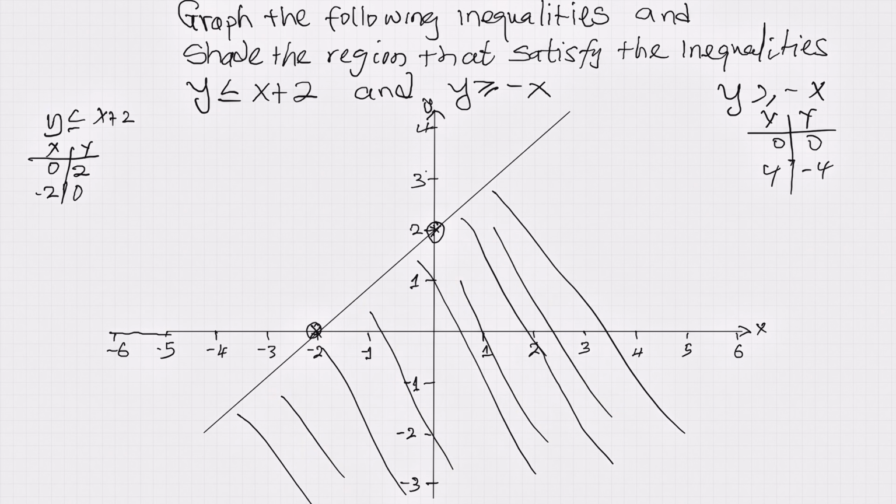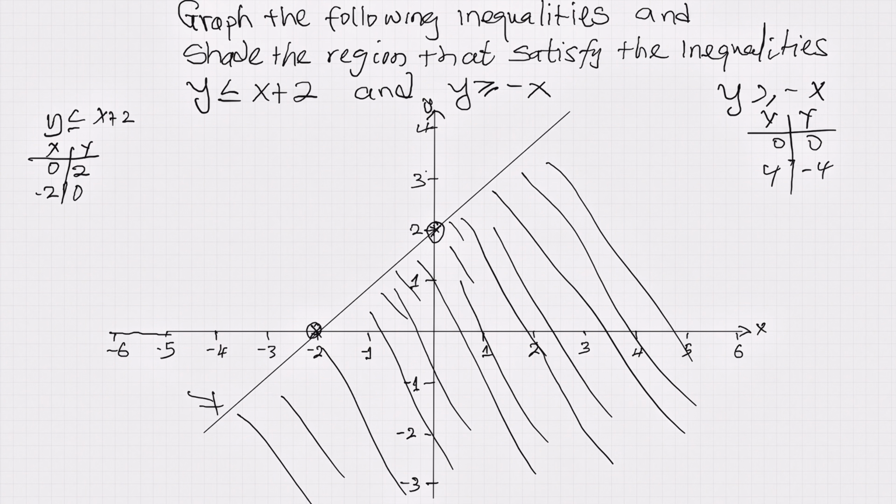These values right down here are less than or equal to x plus 2, right? Because this is a line y equal to x plus 2, and this down here is less than that line. All right, let's go ahead and plot the other graph.